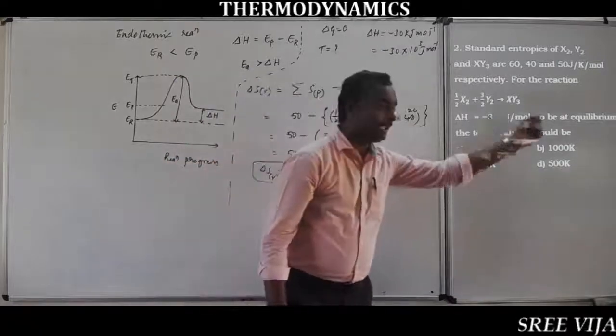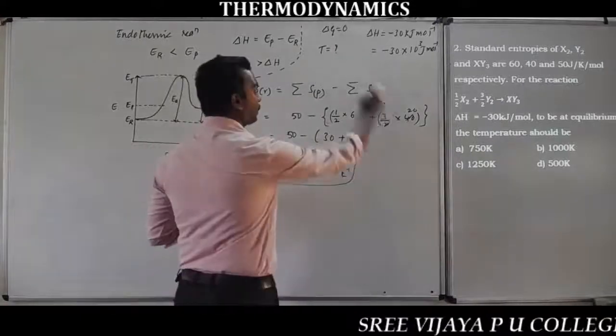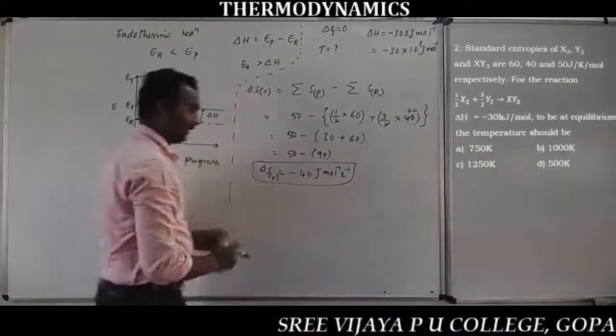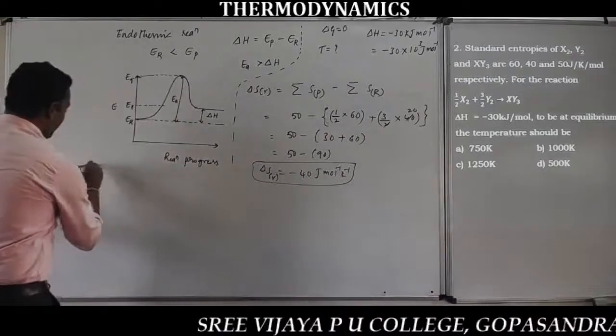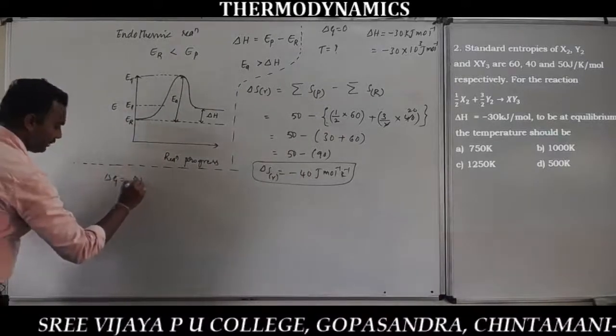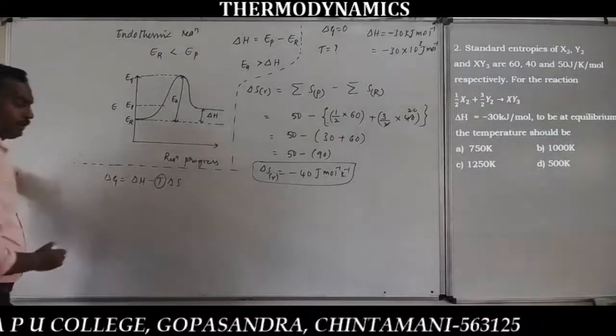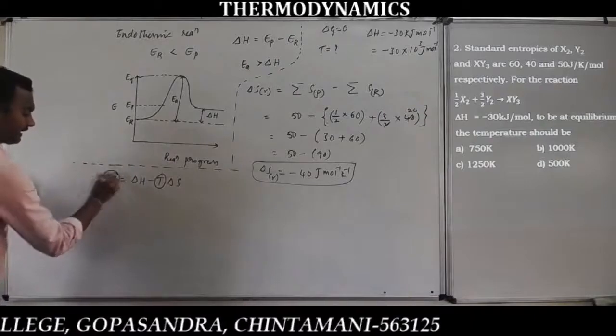So they are saying it is at equilibrium. Equilibrium means delta G is equal to 0. At what temperature is it at equilibrium, they ask. So we can use the important equation, that is delta G is equal to delta H minus T into delta S. What you have to find out is the temperature. Here the delta G is 0.